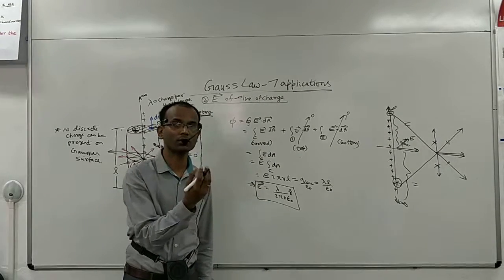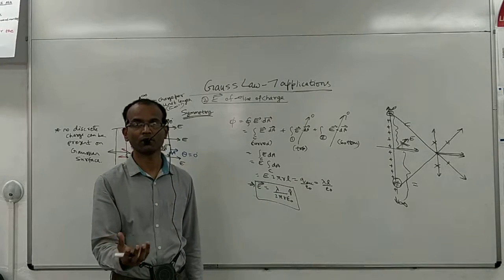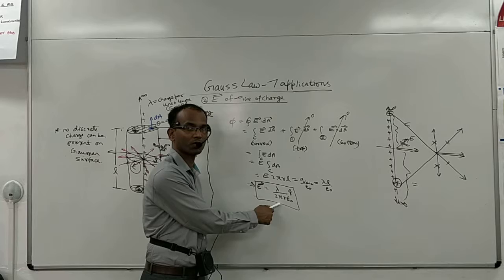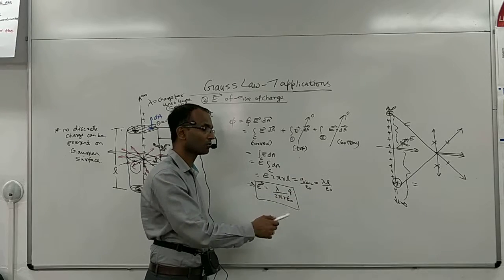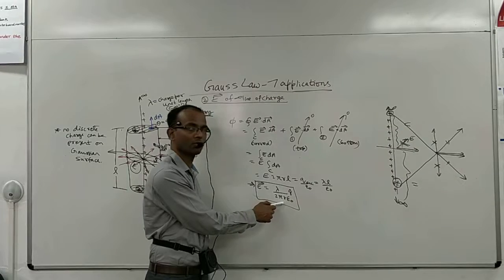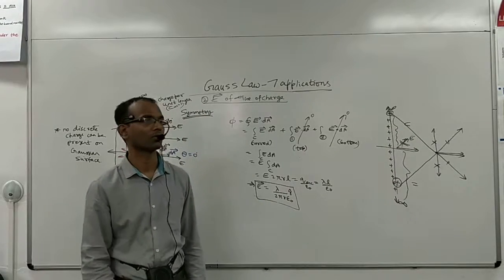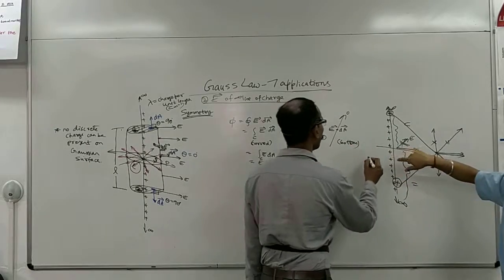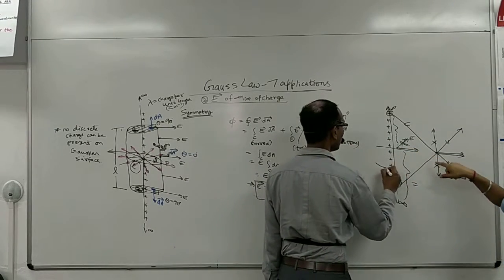So the more the charge density, the more the electric field. And it falls off with R, the distance from the line of charge. The further you go, the lesser the electric field. It is falling off as inversely proportional to R. So can you have your electric field in this direction? Of course. Then it is radially outwards.